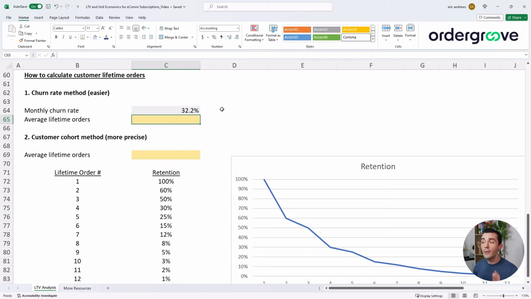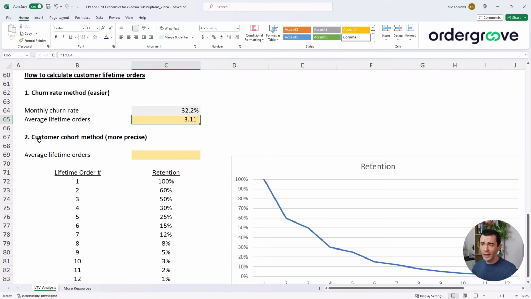The way we can calculate our lifetime orders is there's a formula you can use to convert your churn rate into the average lifetime orders, and that's 1 divided by the churn rate. So if we're dropping 32% of our customers per month, the average customer will make 3.1 lifetime orders.